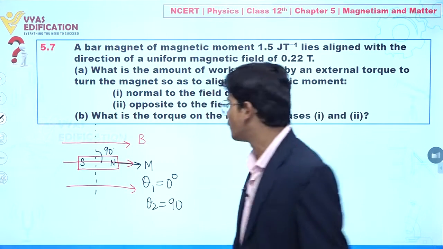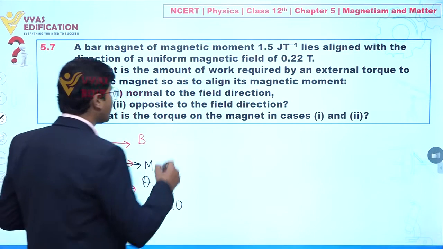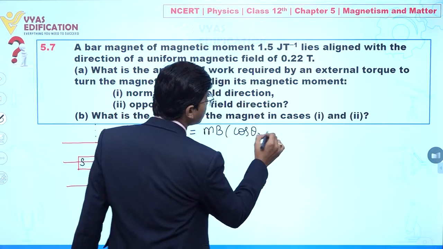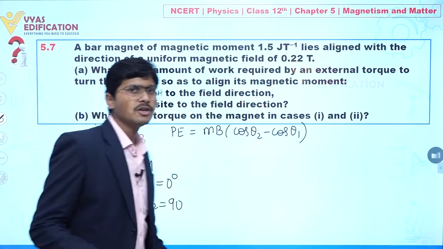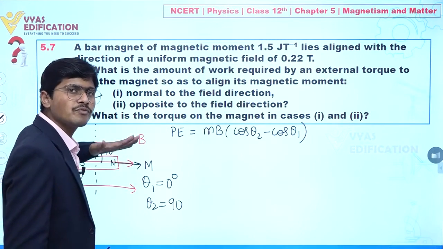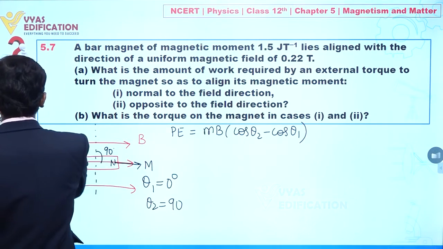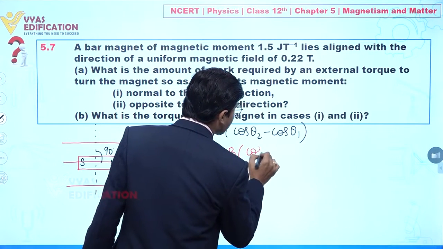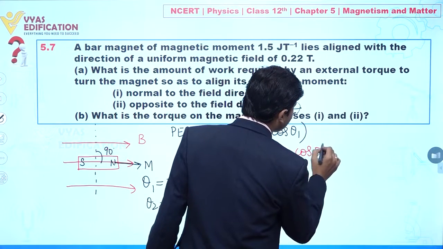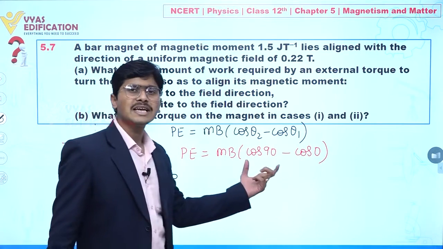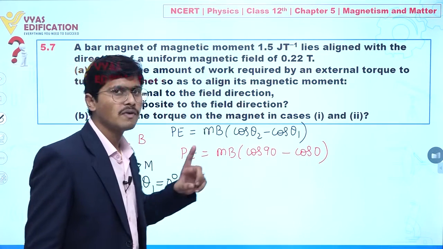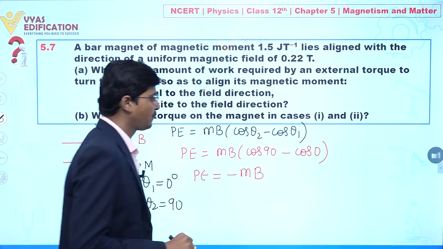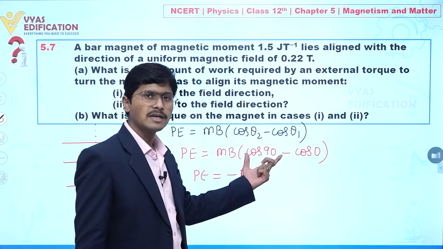Clear? So now we can write the expression of potential energy: mB times cos of theta 2 minus cos of theta 1. Clear? So first let's suppose we want to turn this dipole from this side to perpendicular. At that time I can write the potential energy expression as mB times cos of 90 minus cos of 0. Clear? The value of cos 90 is 0, and cos 0 equals what? 1. Clear? So from here the potential energy is given by minus mB. Yes or no?